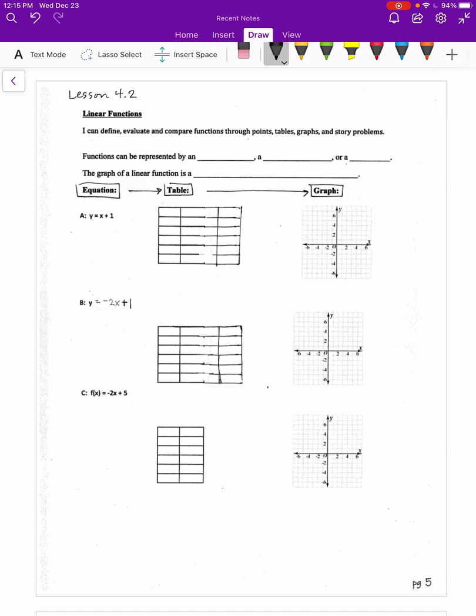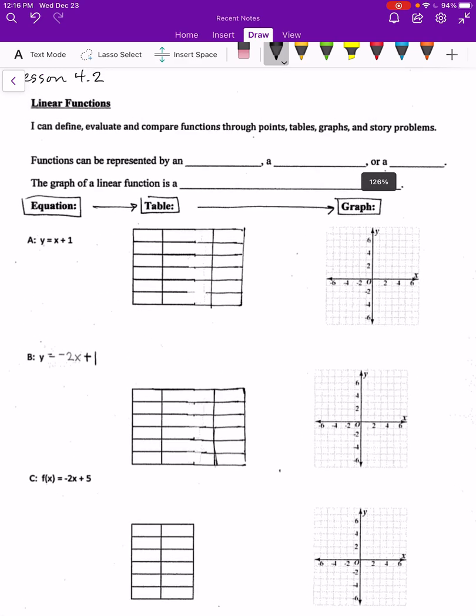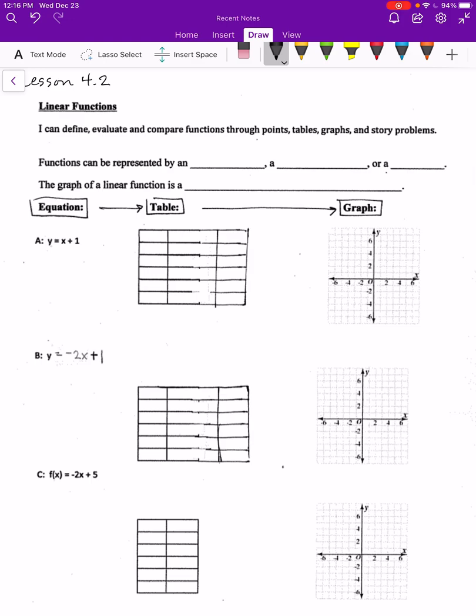Now what we're going to do is we're going to take it up a notch. You're going to have an equation, you're going to make a table, and then you're going to make a graph. So it says I can define, evaluate, and compare functions through points, tables, graphs, and story problems. So we are on page 5 of our note packets. Functions can be represented by an equation, and you've seen an equation, a table, you've had some experience with a table, or a graph, and that's going to kind of be the new thing today.